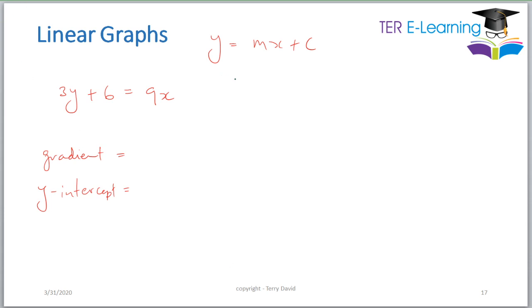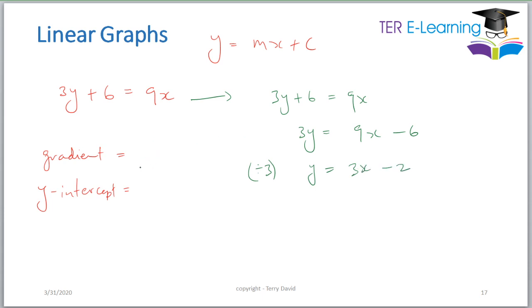So the first thing I need to do, I need to take this equation and write it in the form y equal mx plus c, right? So 3y plus 6 equal to 9x. Alright, so you can write 3y is equal to 9x minus 6. We divide every term by 3 because you want to get rid of this 3 on the left hand side. So this becomes y equal to 3x minus 2.